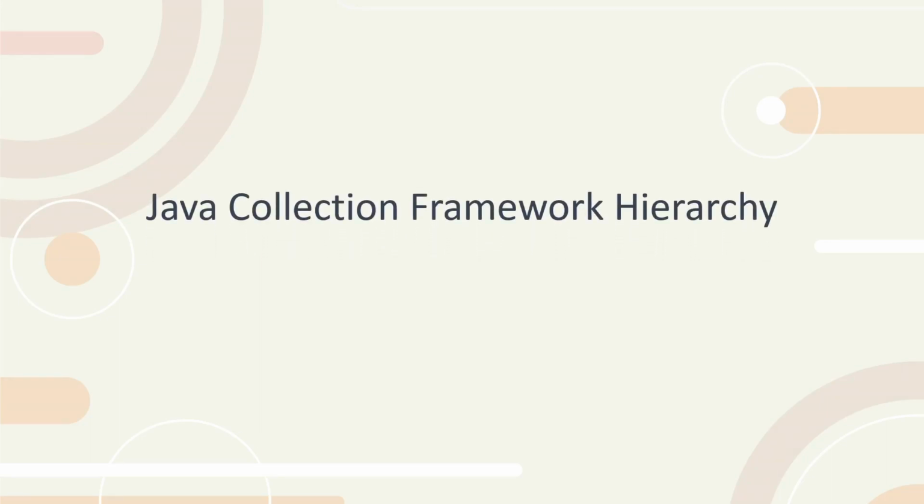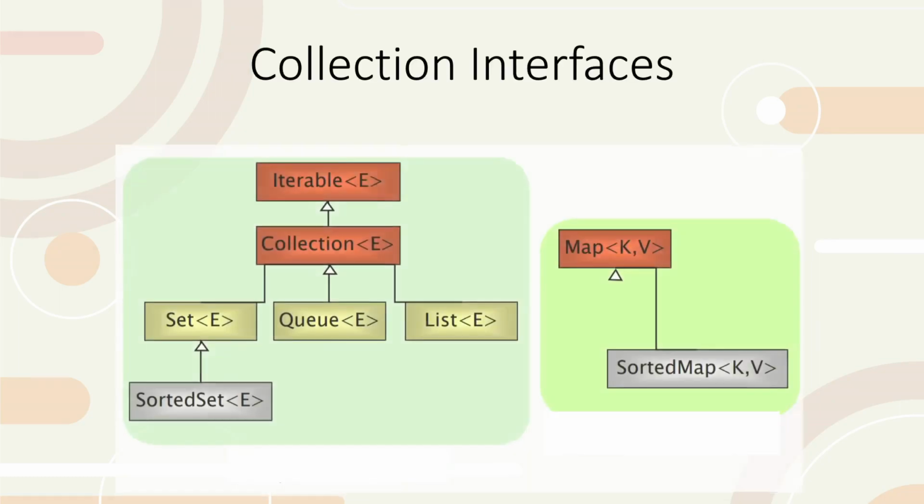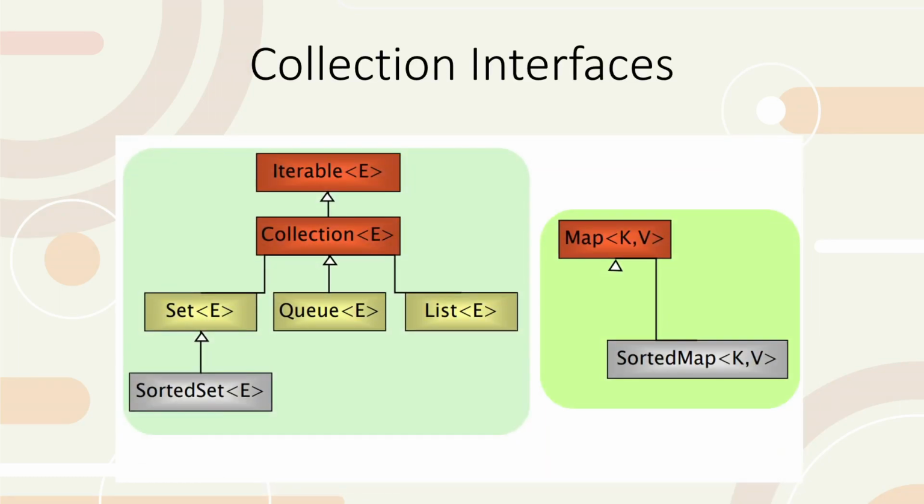Today we are going to dive into the Java Collection Framework hierarchy. Let's get started. So here you can see that the root interface is Iterable, which is extended by the Collection, which again is divided into three, that is Set, Queue and List.